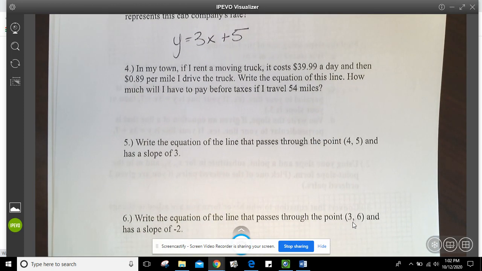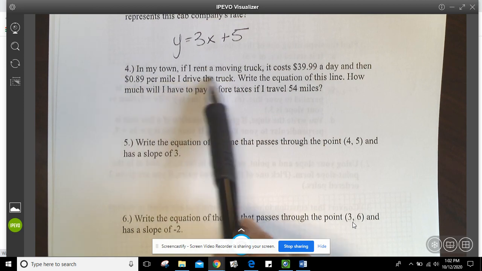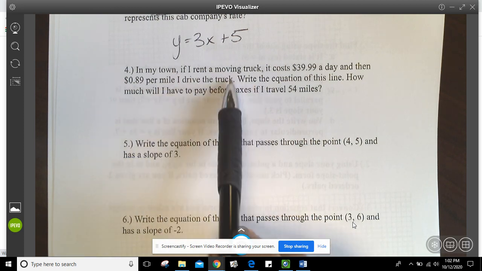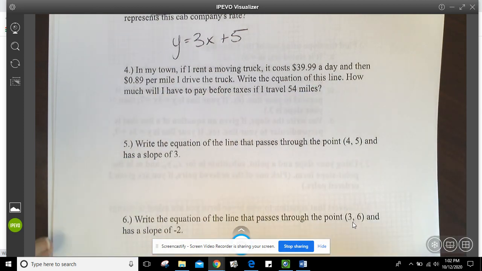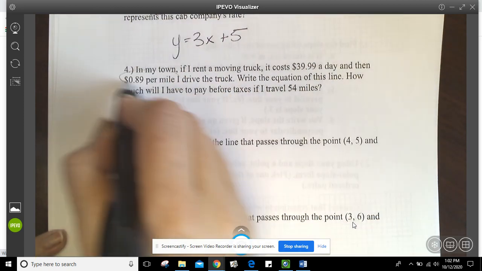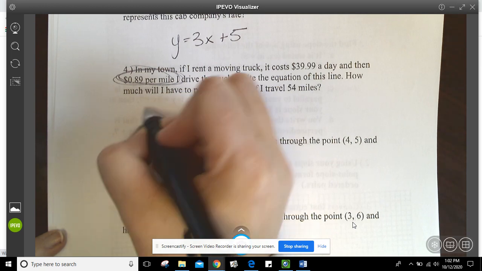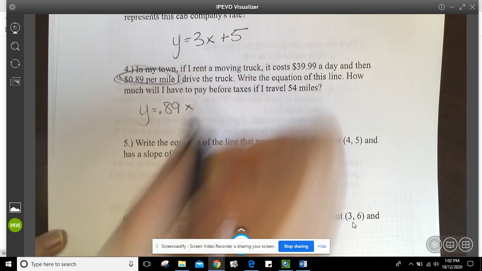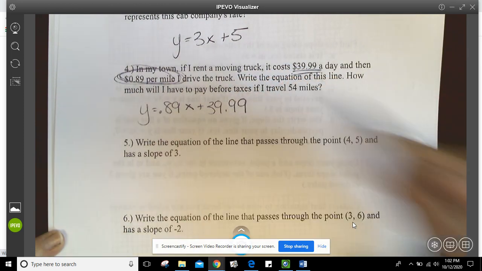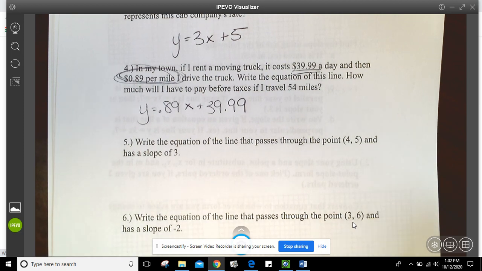For number 4, in my town, if I rent a moving truck, it costs $39.99 a day and then 89 cents per mile. Write the equation of this line. So once again, your slope is the one that's multiplying due to doing something. If you notice here, it's 89 cents every mile I drive the truck, so that is my slope. And then the base rate to get the truck is $39.99, so that is my y-intercept. Your y-intercept is always some kind of base fee, and then your slope is the one that can change based off what you're doing.